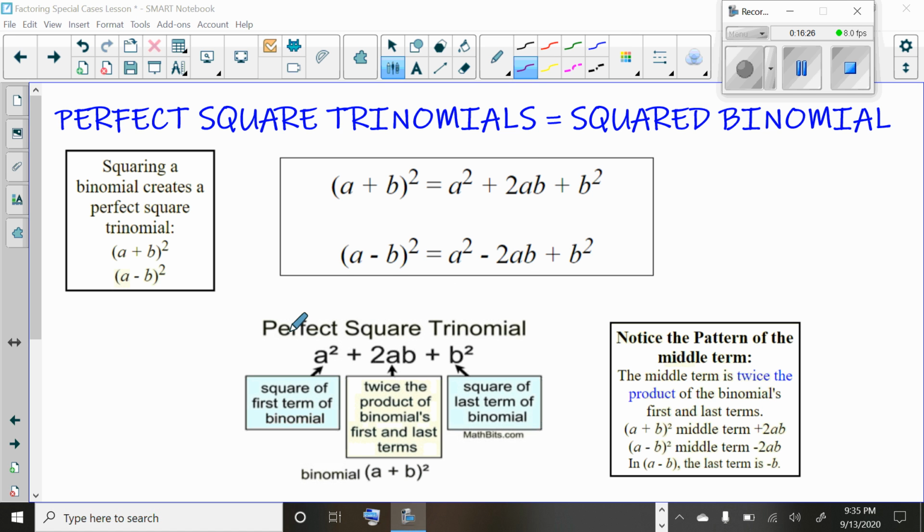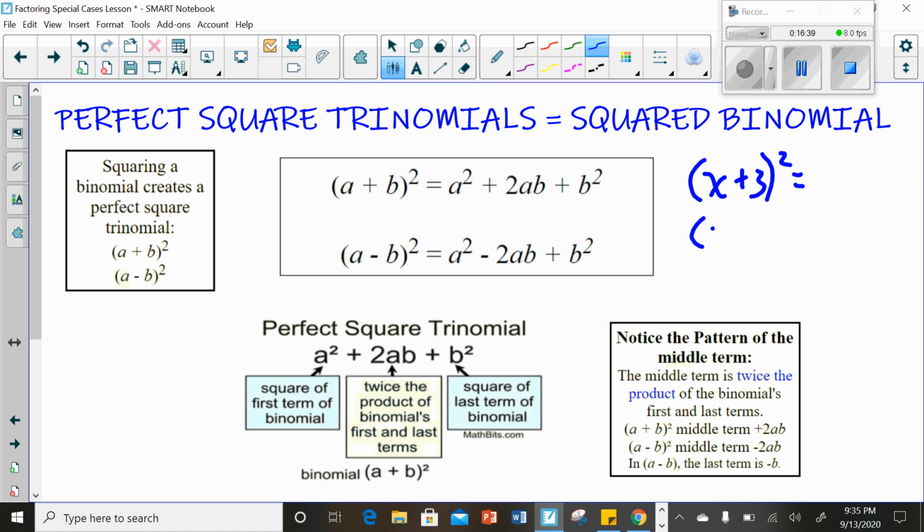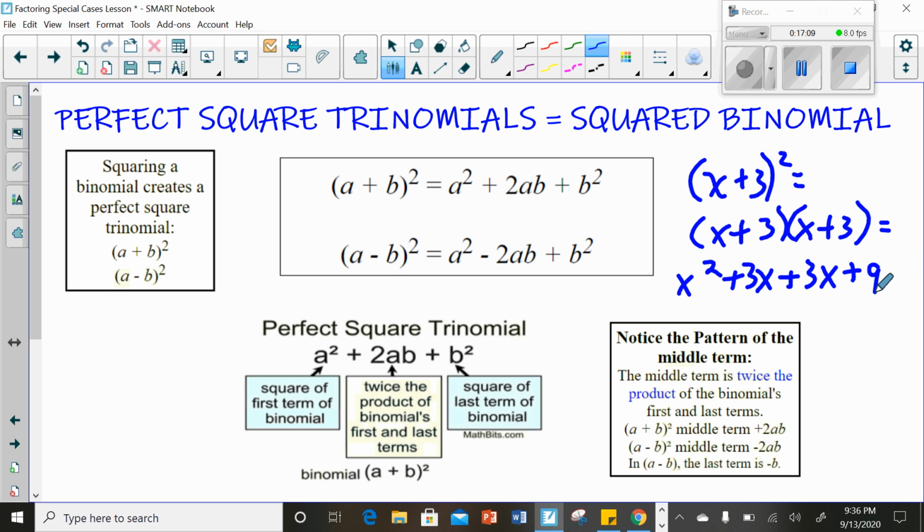So I'm going to put off here to the side, let's just do something simple, x plus 3 squared. Now remember that this is x plus 3 times x plus 3. So I'm going to prove to you that the pattern works, which is first x times x, which is x squared, then x times 3, which is positive 3x. Then we're going to distribute the 3 times x, another positive 3x, and then 3 times 3, which is a positive 9. You're like, well, this has 4 terms.